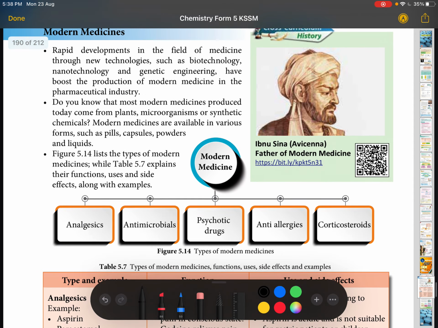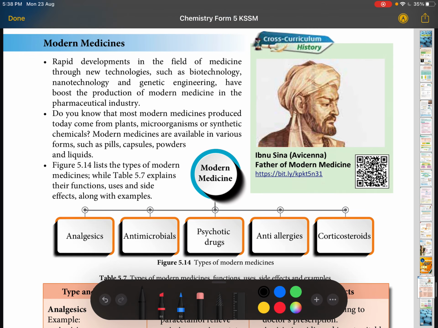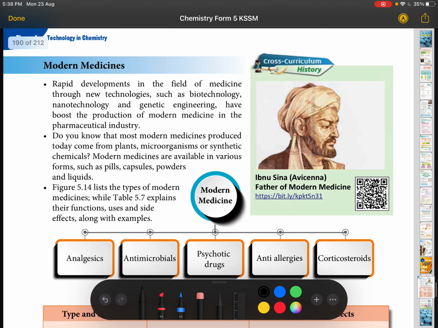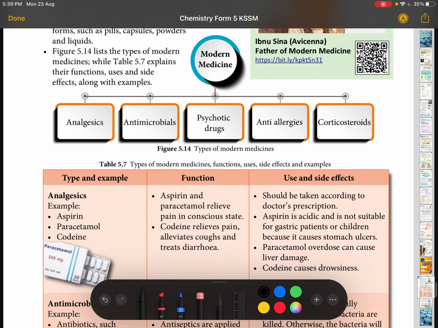Next is modern medicines. Okay, modern medicines. There are 5 types mentioned here. There are actually a lot of types. Number 1 is analgesics. Analgesics are for relieving pain. They make you ease the pain.